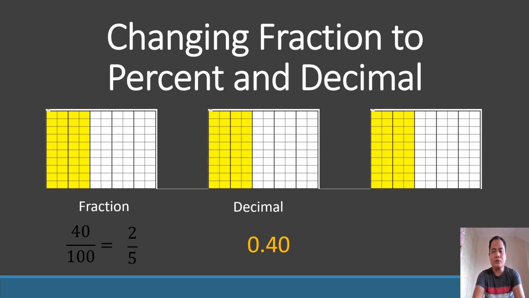Now, if we're going to change decimal into percent, we just simply move the decimal point to the right 2 times. So therefore, that is 40. Then we just add the percent sign. And all of those numbers are equal.